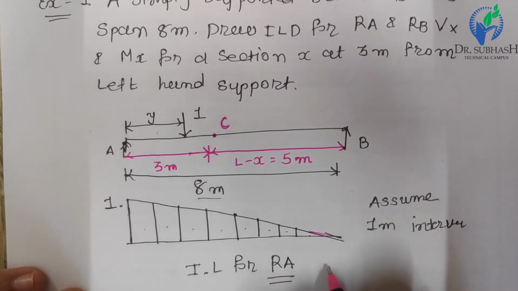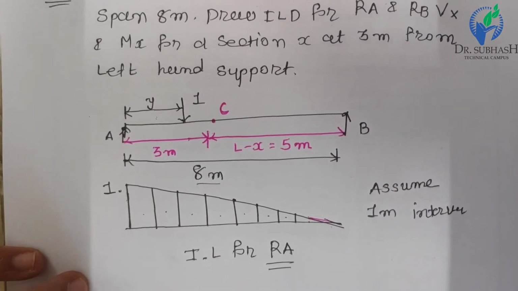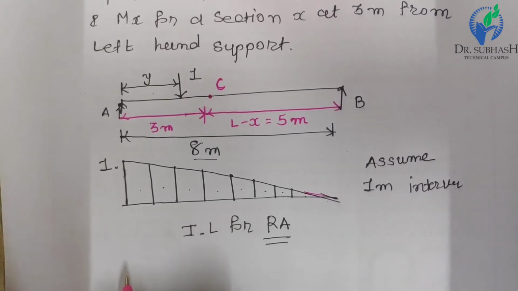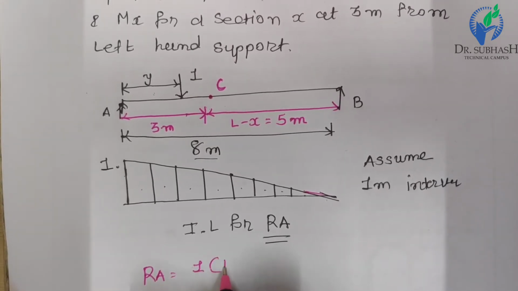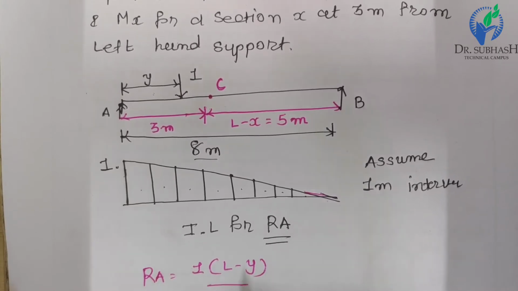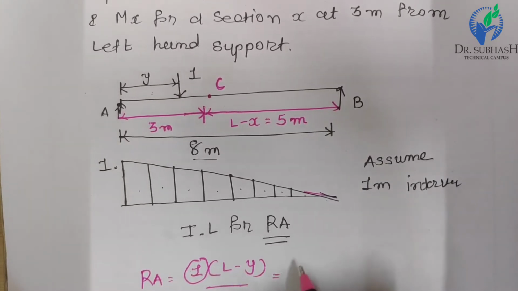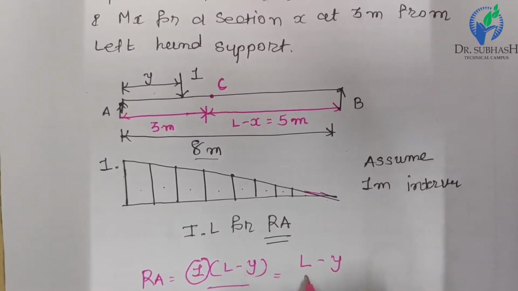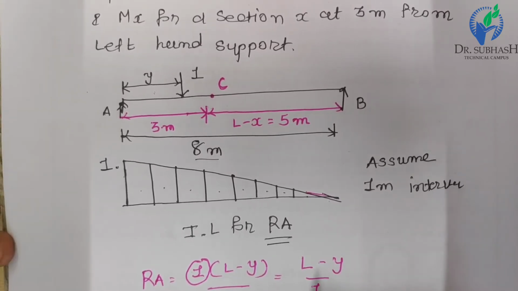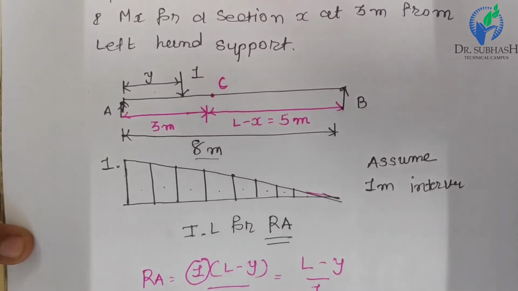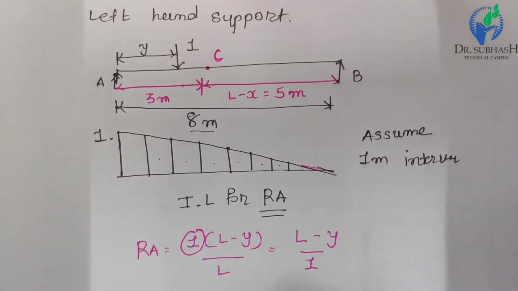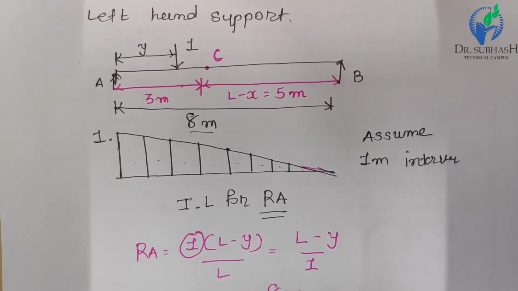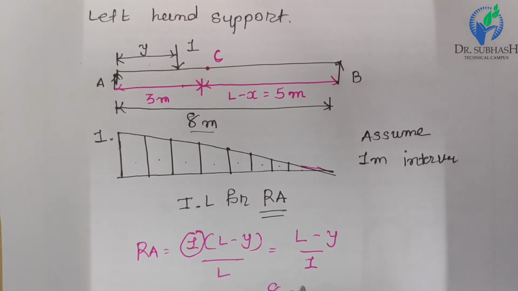Now we already know the equation of RA, which was derived in our lecture 2. What is the equation of RA? RA is 1 into L minus Y upon L. We neglect the unit load 1, so it is L minus Y upon L. Now we draw the first coordinate. We put L equal to 8 and Y equal to 0.